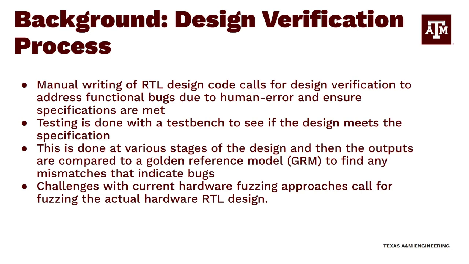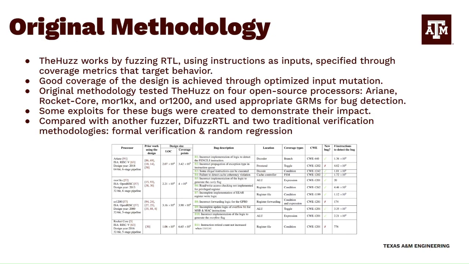The challenge with current hardware fuzzing approaches calls for fuzzing the actual hardware RTL design. So getting into the original methodology and how TheHuzz was tested, as a bit of background, TheHuzz works by fuzzing the hardware at the register transfer level using instructions as inputs, which are specified through coverage metrics that we've defined to target specific behavior. And so good coverage of the design is achieved through optimized input mutation. So if we find that a certain area of the design space is interesting, then we keep the same structure of the instructions, but just flip around some bits to get more coverage.